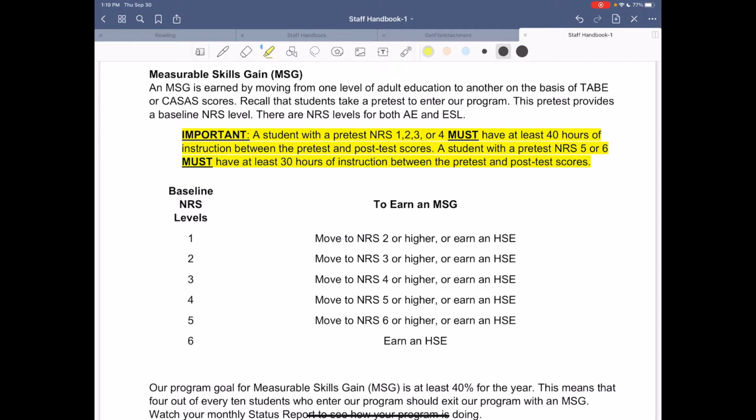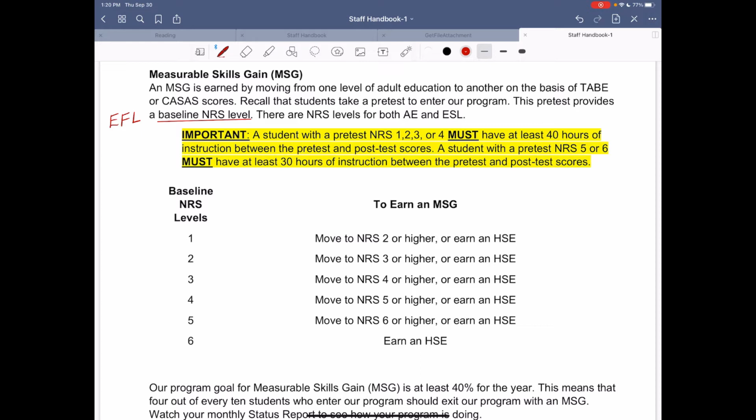Recall that all students take a pretest to enter our program. This pretest provides a baseline NRS level. Remember, that's called our EFL level, Educational Functioning Level. Anytime you see baseline NRS, think of EFL, Educational Functioning Level. And there are NRS levels for both AE and ESL. Remember, those range from 1 to 6.